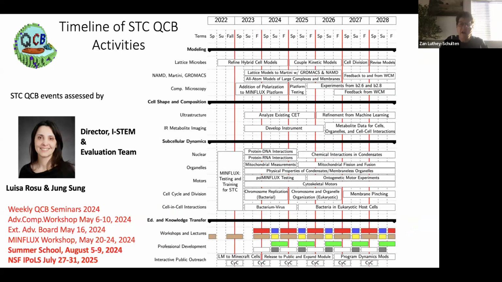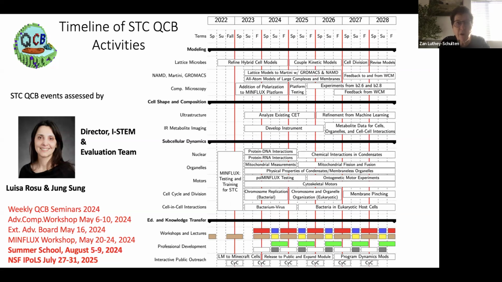And we have a timeline. We actually started at the very end of 2023, so we've now been around for a year, and we've already had a number of meetings and workshops. I draw your attention to the one at the very bottom. We're going to have the International Physics of Living Systems meeting here from July 27 through 31. We'll be putting out an announcement. I think it may be out already.